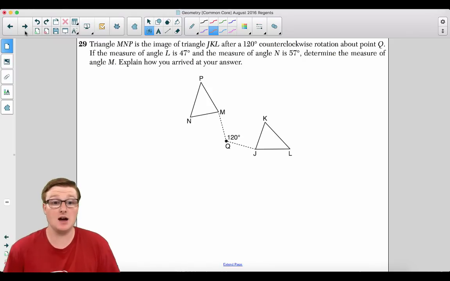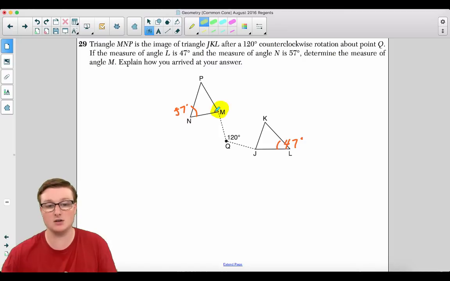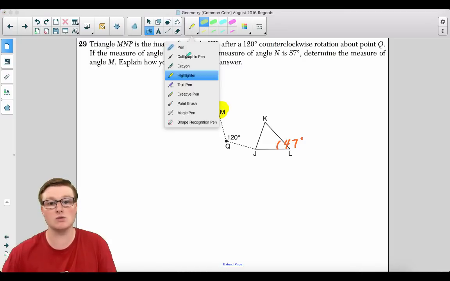Okay, here's question number 29. Triangle MNP is the image of triangle JKL after a 120-degree counterclockwise rotation about point Q. If the measure of angle L, which is over here, is 47 degrees, and the measure of angle N, which is over here, is 57 degrees, determine the measure of angle M. So we're trying to solve for the measure of this angle over here and explain how you arrived at your answer.